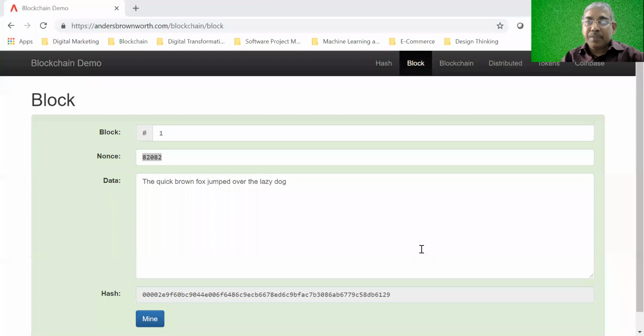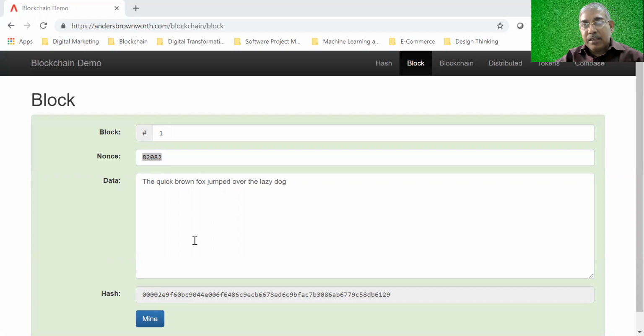Hello and welcome back. In the previous session, we saw the toy example of Andrew Brownworth, from whom we are happy to borrow the toy blockchain. You saw in that example how a block is created from data and how a hash is generated given a certain constraint, in this particular case 4 leading zeros, by mining the right nonce.